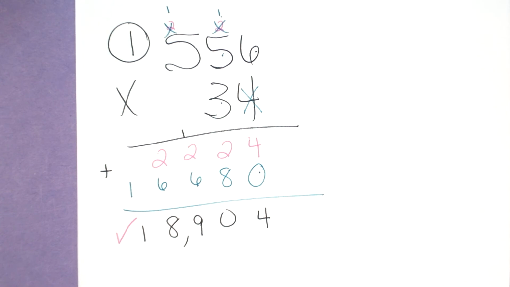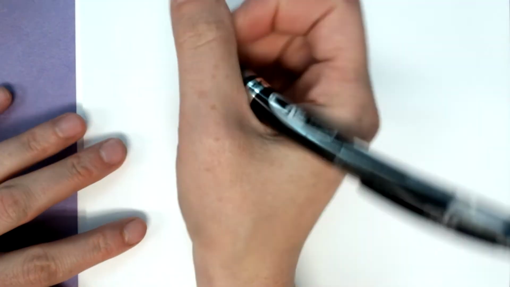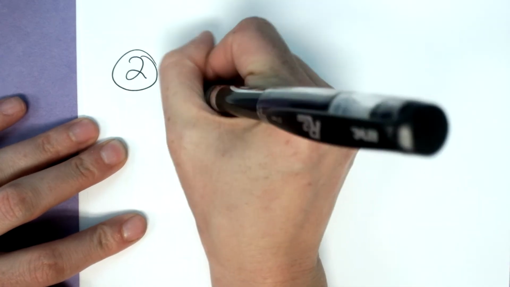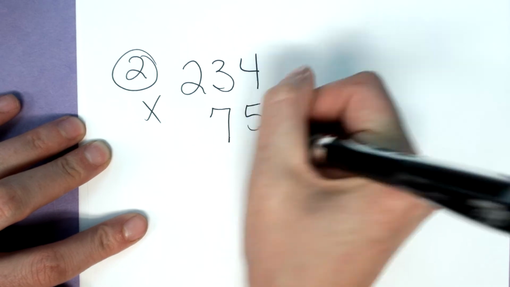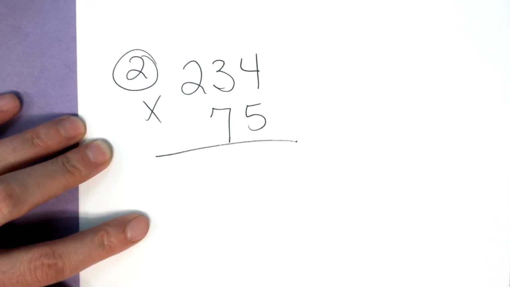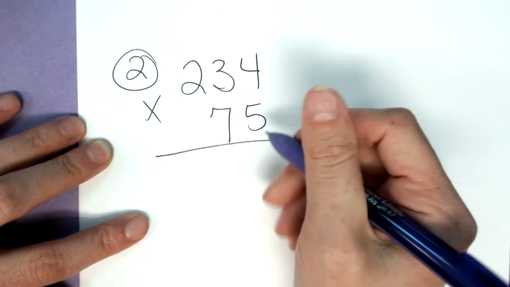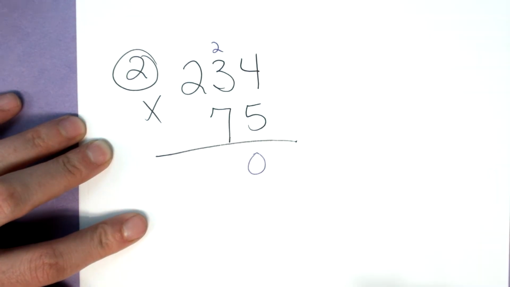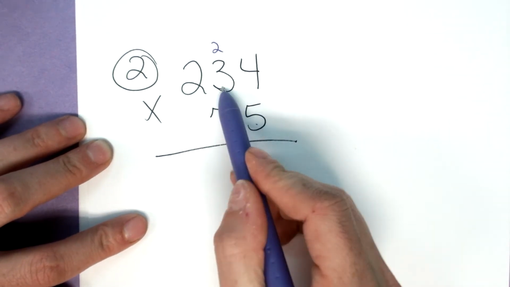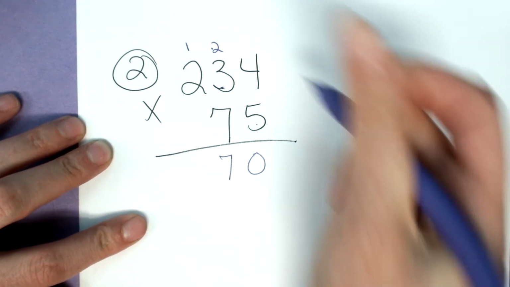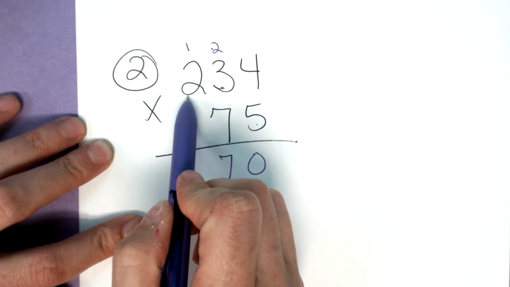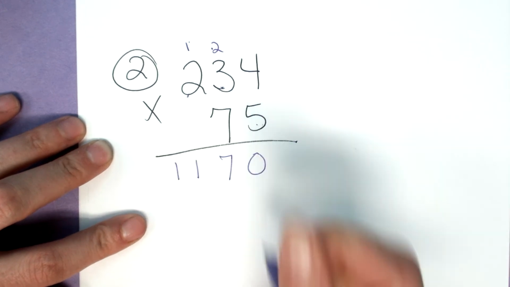Now let's try number 2. Number 2 is 234 times 75. All right. 5 times 4 is 20. Carry the 2. 5 times 3 is 15, plus 2 is 17. 5 times 2 is 10, plus 1 is 11. All right.